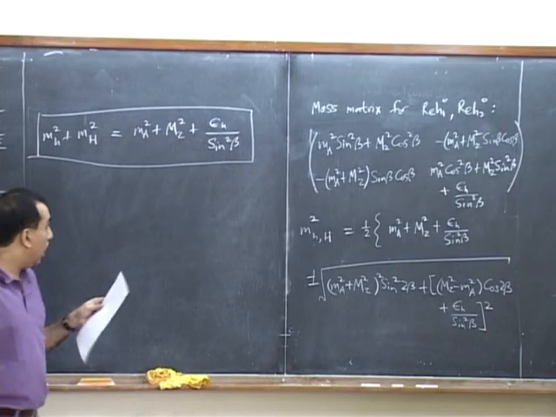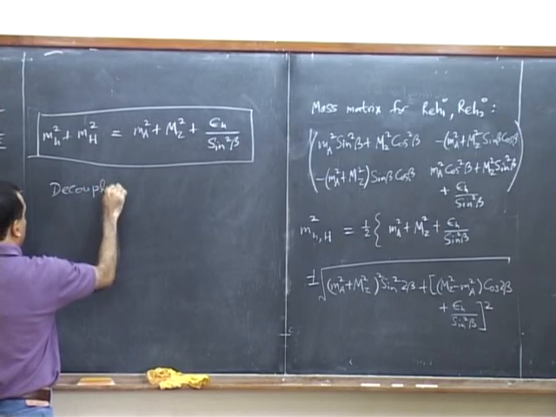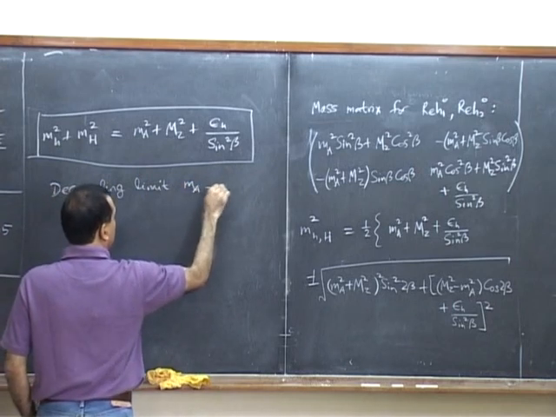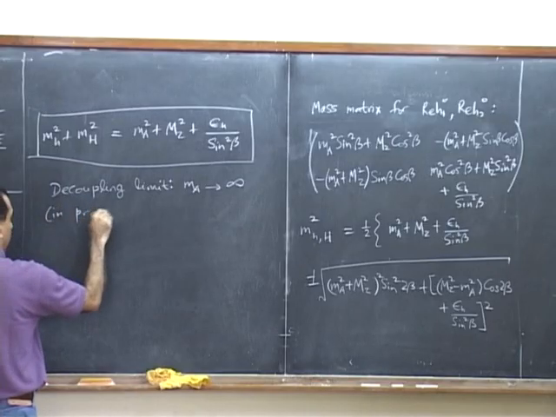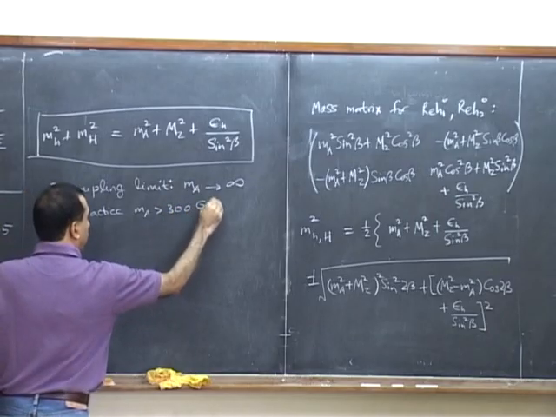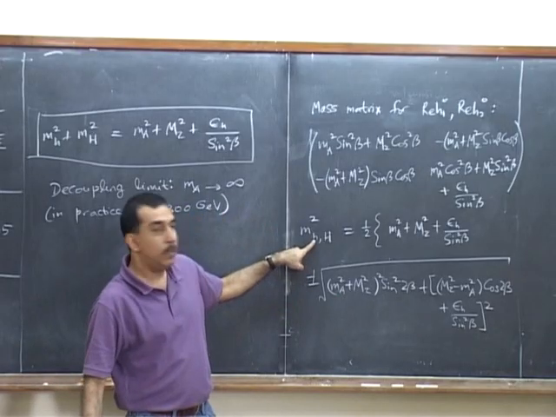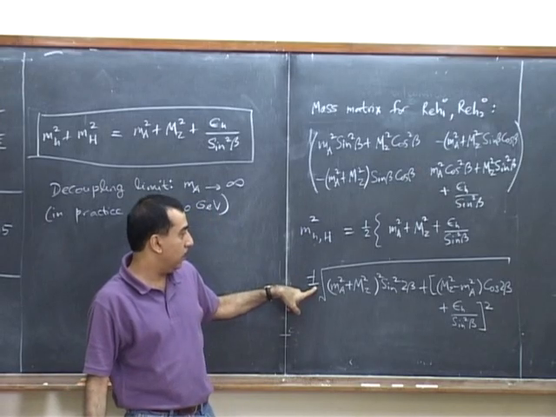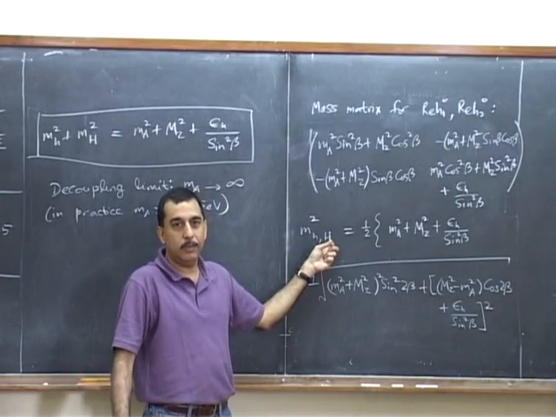Okay. Now if we take the decoupling limit, which is MA goes to infinity, in practice MA greater than 300 GeV, then we use this formula and look at m small h. By definition, small h is the guy with the minus sign, so that this cancels that as much as possible. So it's the lighter of the two neutral Higgs.